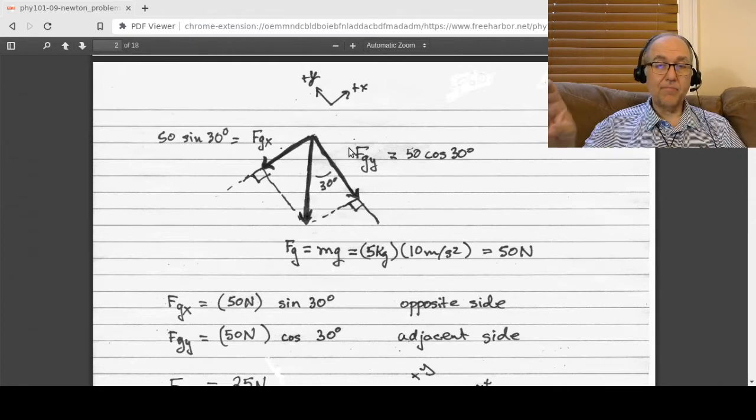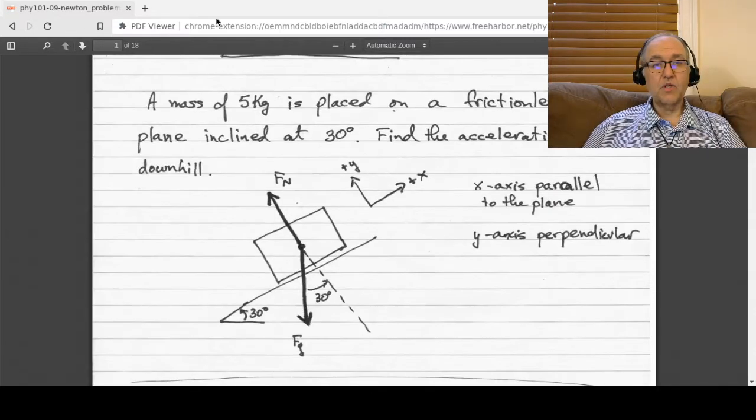It means I can take out of my free body diagram, I can remove FG and replace it with FGX and FGY and nothing has changed. So up here in the original free body diagram, I had FG there like that. And now I'm going to take that out and replace it with FGX down the inclined plane and FGY perpendicular to the inclined plane. If need be, you might have to redraw your free body diagram so you don't get confused.